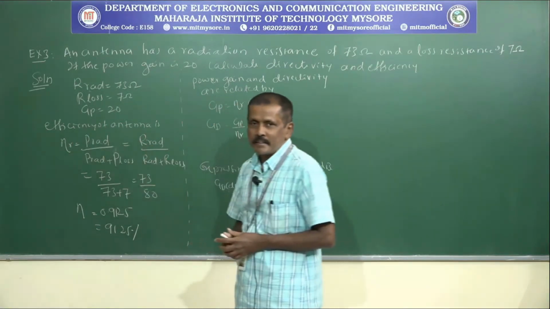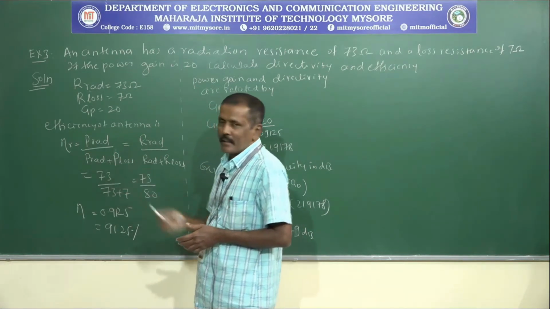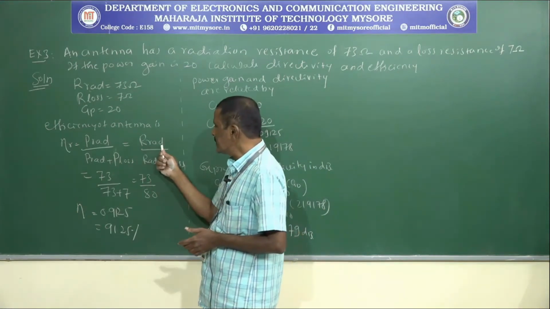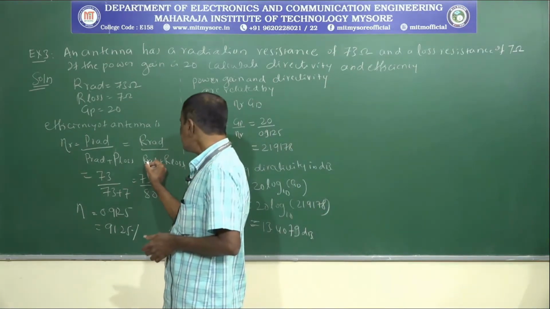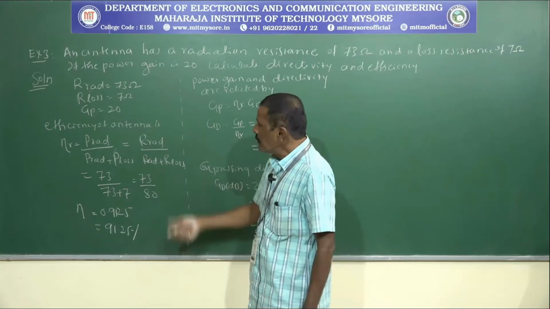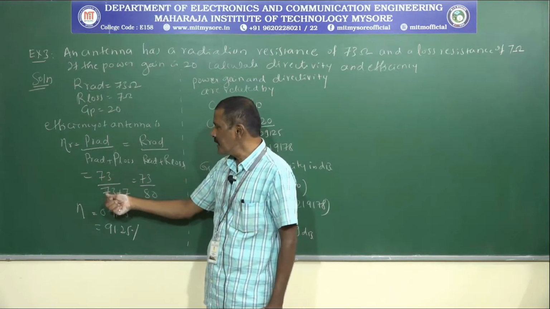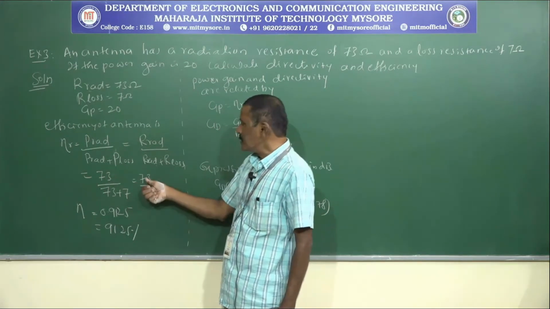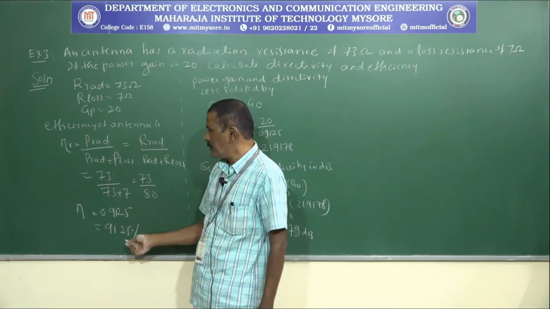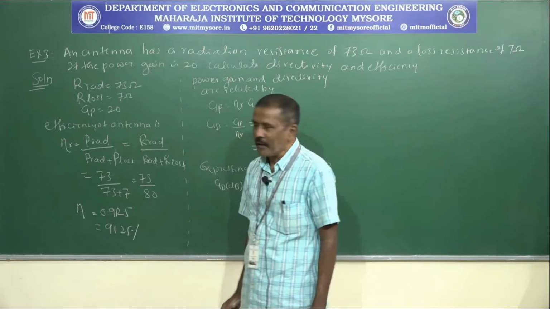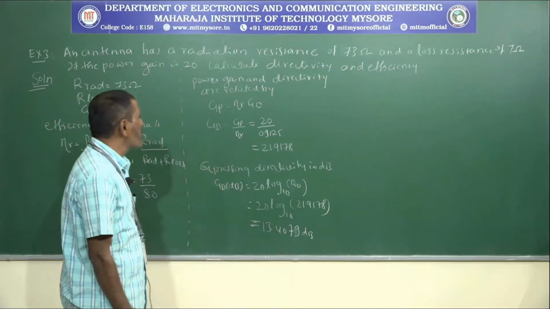Now, efficiency of antenna is calculated from the equation radiated power divided by radiated power plus loss power, or radiation resistance divided by radiation resistance plus loss resistance. Radiation resistance is given, loss resistance is given, substitute the values here: 73 divided by 73 plus 7, so this is equal to 73 divided by 80, which is 0.9125, and this is equal to 91.25%. That is, efficiency of the antenna is equal to 91.25%.